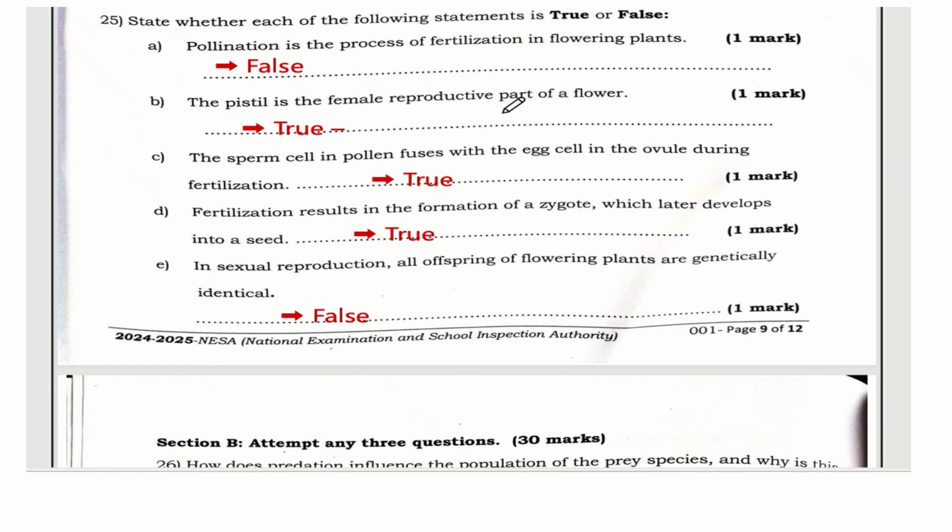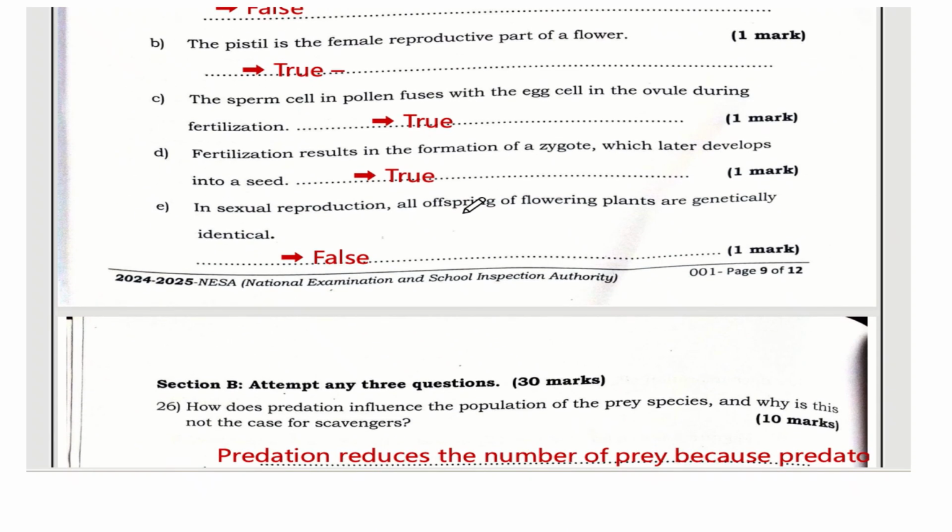B. The pistil is the female reproductive part of the flower. That is correct, and I have no comment on that because we know that the pistil is the female reproductive part. C. A sperm cell fuses with the egg in the ovule during fertilization, and this is true. D. Fertilization results in formation of a zygote, which later develops into a seed. Yes, we know that the zygote develops into a seed. Then E.